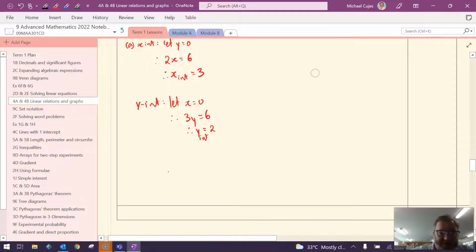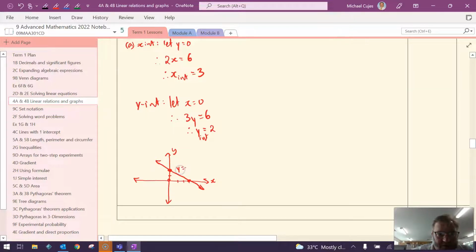Once you've got your two intercepts, it's a sketch, so it doesn't need to be super beautiful, but try and do the important things. Label your axes and the origin. The x-intercept was at 3: 1, 2, 3. The y-intercept was at 2: 1, 2. Once you've got your 2 points, you can join them with a straight line, and you're done.